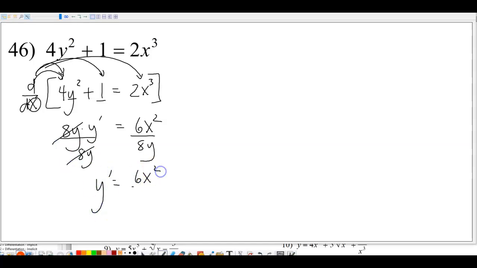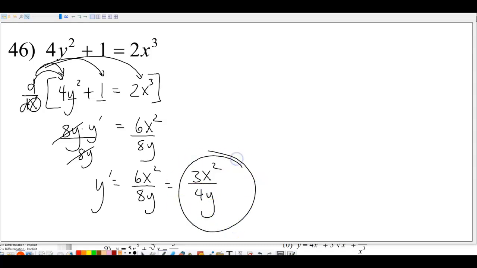And if possible, you do want to reduce. So in this case, this does reduce to be 3x squared over 4y, and we are done. That would be the derivative of that one.